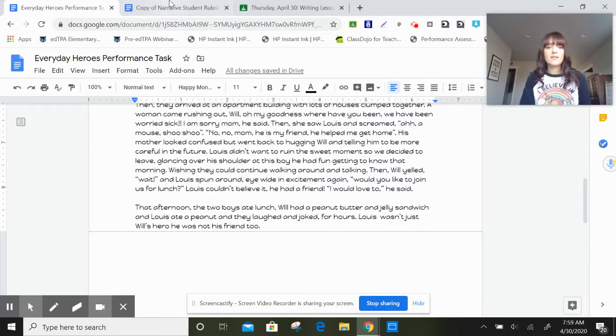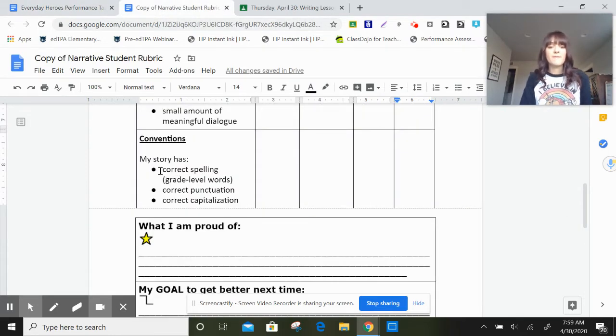Now, let's go back to our rubric here. Do I have correct spelling? Yes, I'm going to highlight that. Whew, we are really crossing things off this, you guys. So fun. Correct punctuation, I fixed it. Those were all the blue squiggly lines. Those were basically my punctuation and my grammar.